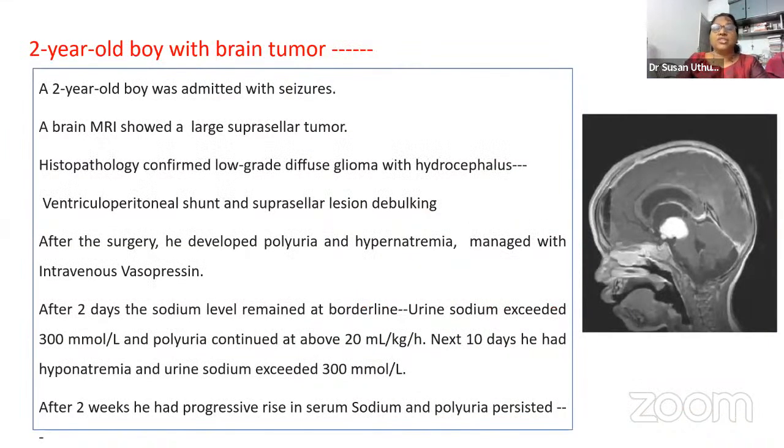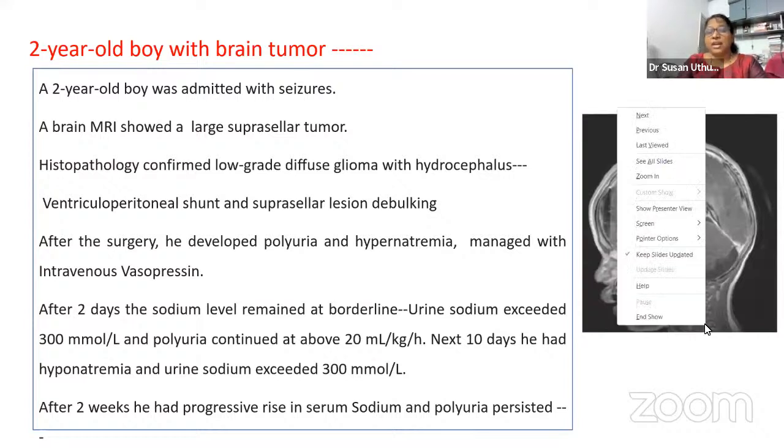So let us go to the second child, a 2-year-old boy with a brain tumor. He was admitted with seizures and a brain MRI showed a large suprasellar tumor. Histopathology confirmed a low-grade diffuse glioma with hydrocephalus. A VP shunt and suprasellar lesion debulking was done. After surgery came the problems.